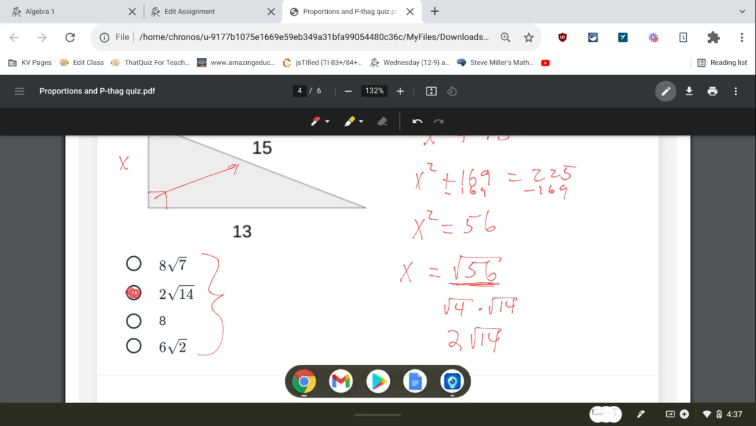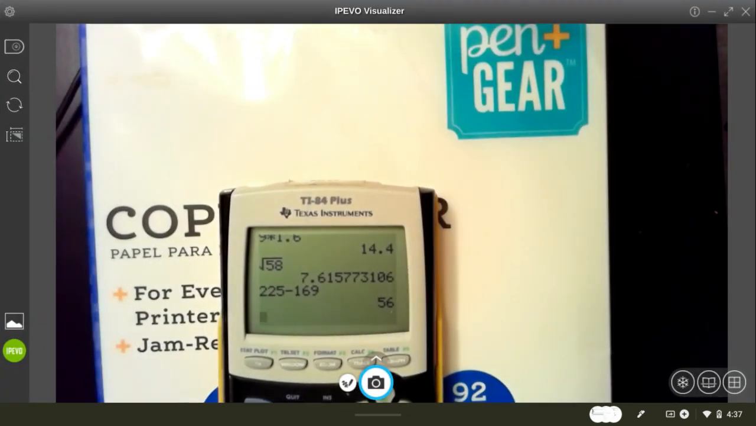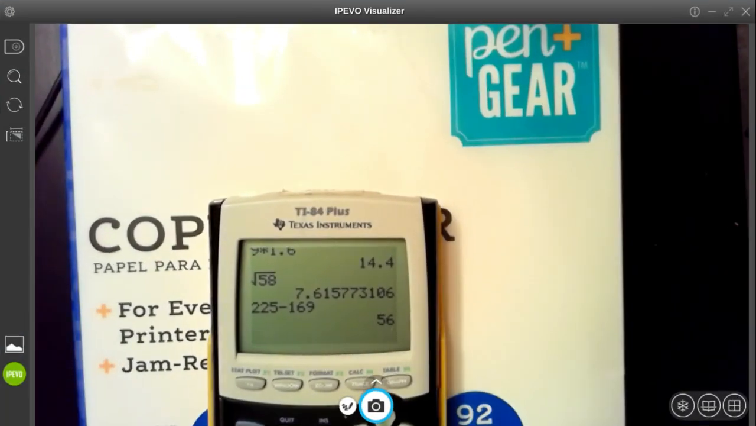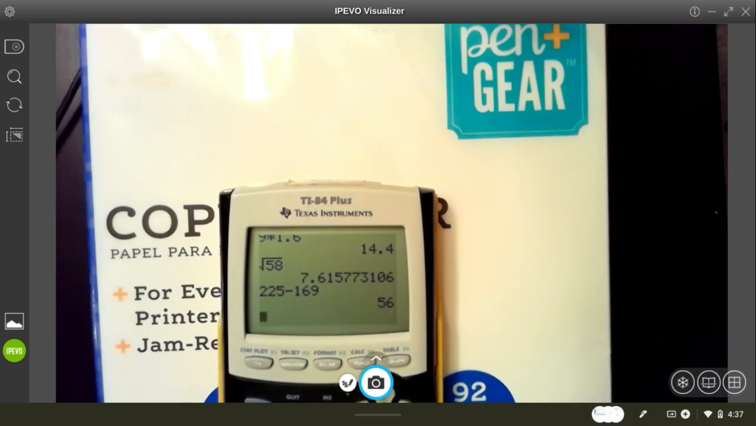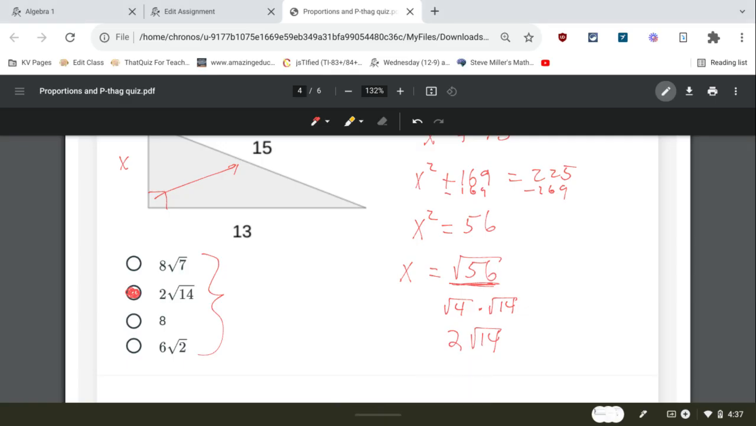But if you were to look at those on your calculator, well, can't get that to work. That's okay. 2 root 14 as a decimal is 7.48. And if you check on the square root of 56, it's also equal to 7.48.